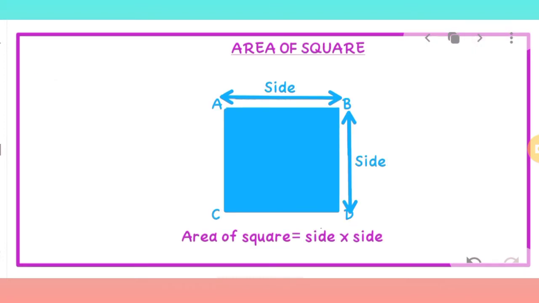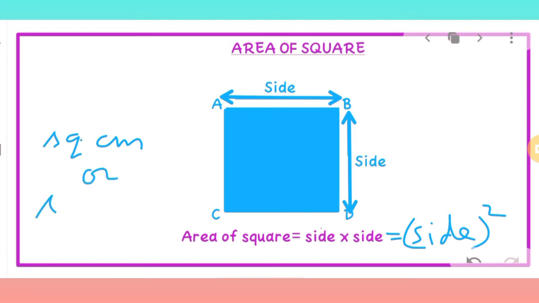Now let's see the area of square. Area of a square is side into side. As we know that square is also a special rectangle. So using the same formula, there we have length into breadth, here we have side into side, or we can also write it as side square. Here also the same thing applies. The unit of area will always be in square centimeter or square meter, depending on whether the length of the side is in centimeter or in meter.